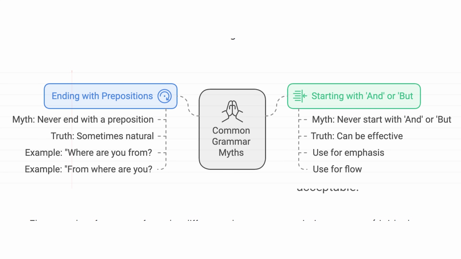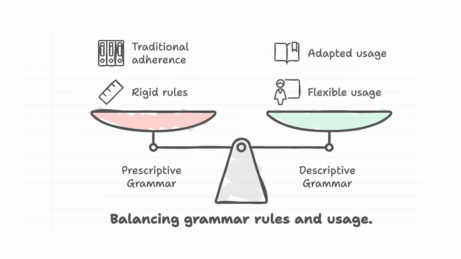2. Myth: never start a sentence with "and" or "but." Truth: while you shouldn't overuse this technique, starting a sentence with a conjunction can be effective for emphasis or flow in both formal and informal writing. These myths often come from the difference between prescriptive grammar, rigid rules about how language should be used, and descriptive grammar, how language is actually used by native speakers. As you progress in your English studies, you'll develop a feel for when to strictly follow rules and when it's okay to be more flexible.